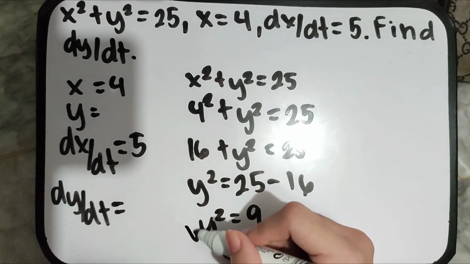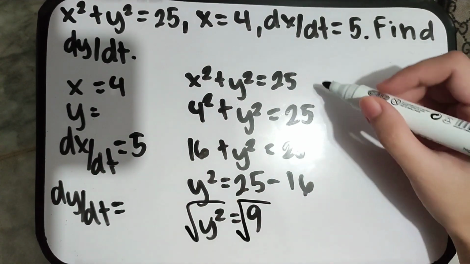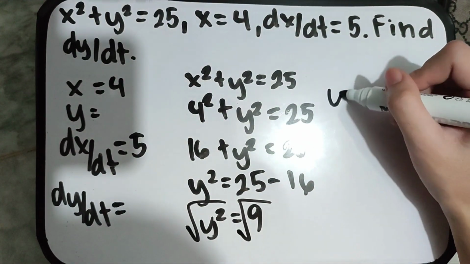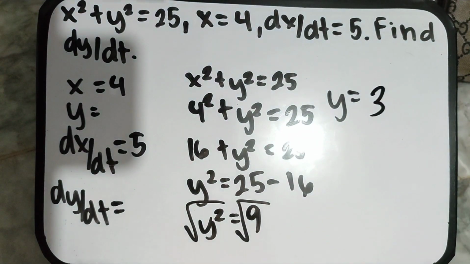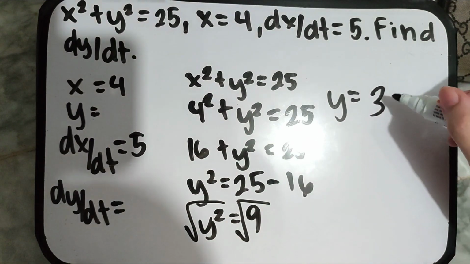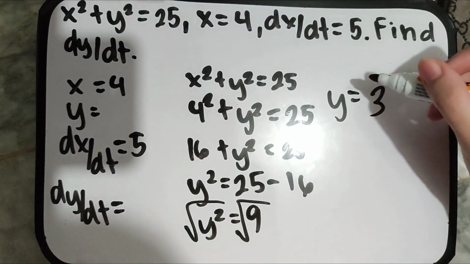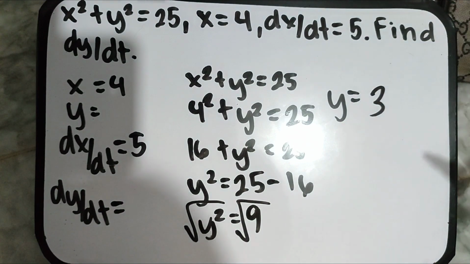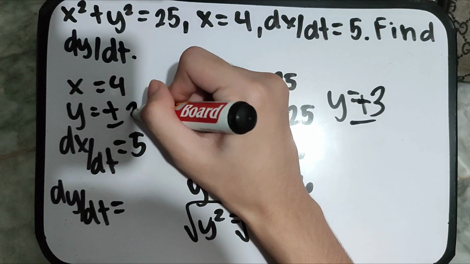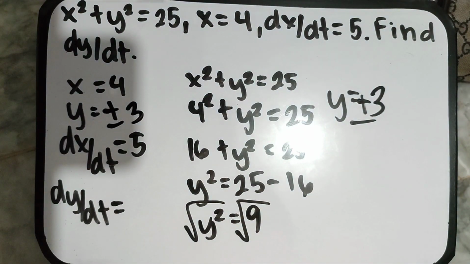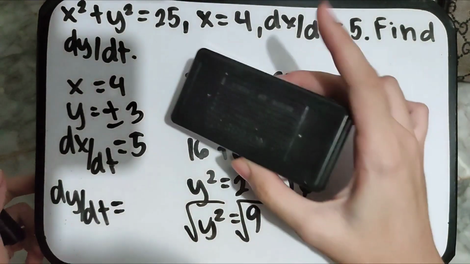Let's now find the value of y. Let's square root both sides. So y is equal to 3. But we found the squared value of y, so we're uncertain if the sign of 3 is positive or negative. So we have two answers. It will be positive or negative 3. So now let's find the dy over dt.